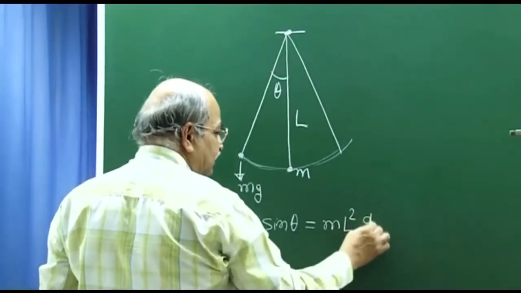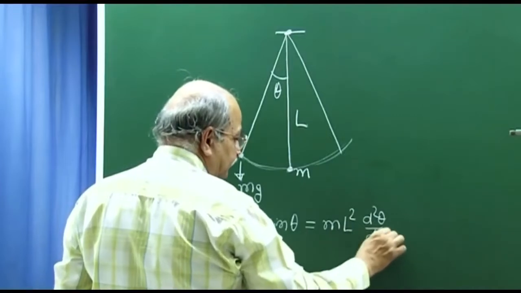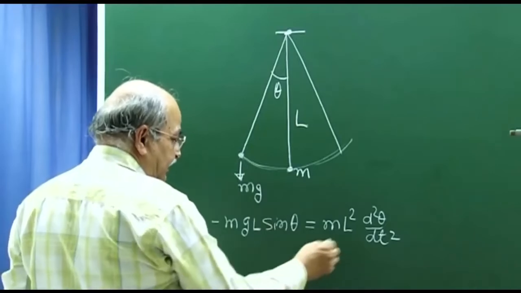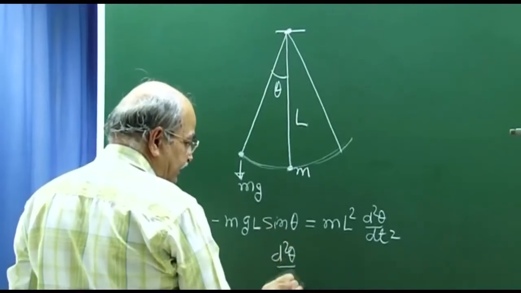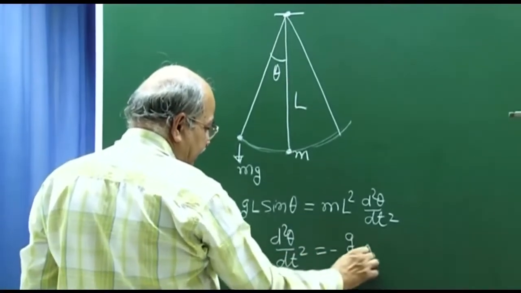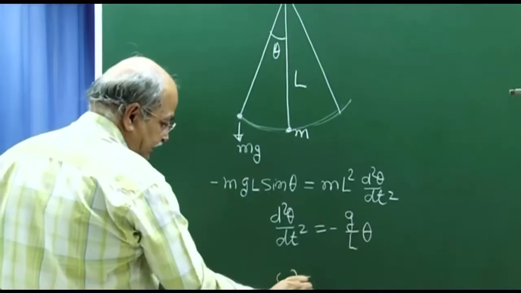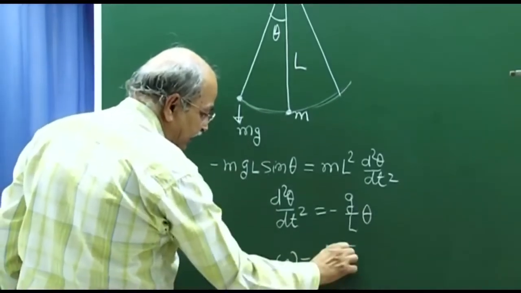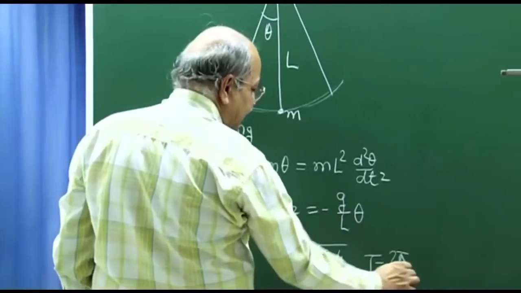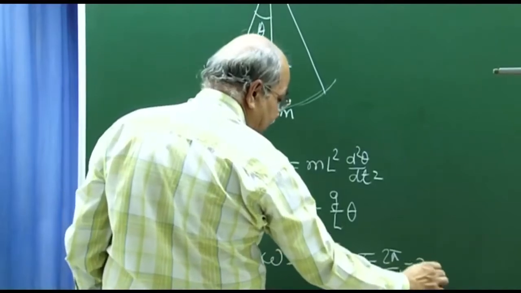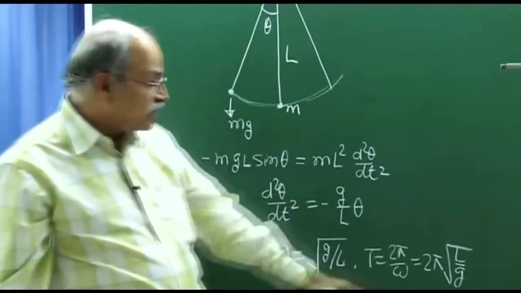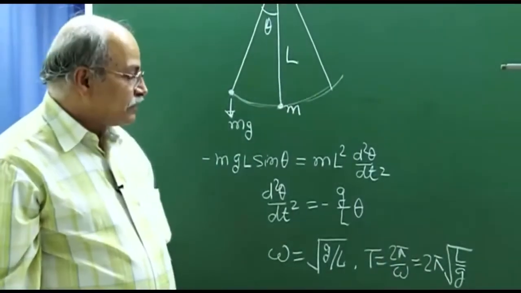So, it is mL square times d2 theta dt square. And then you say that theta is small, so sine theta can be written as theta, and then d2 theta dt square is equal to minus g by L theta, and hence omega is square root of g by L. And if you need time period, it is 2 pi by omega, and that is 2 pi square root L by g, the standard formula for time period of a simple pendulum that one studies in schools.